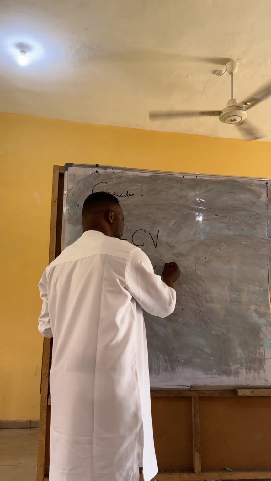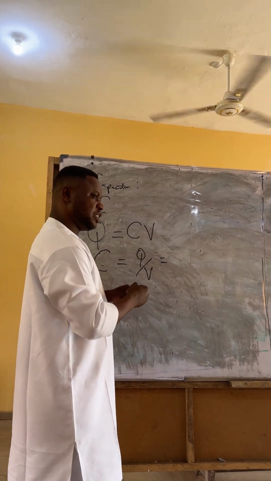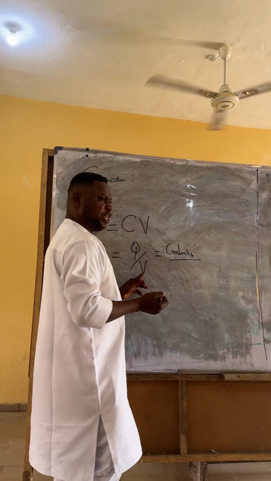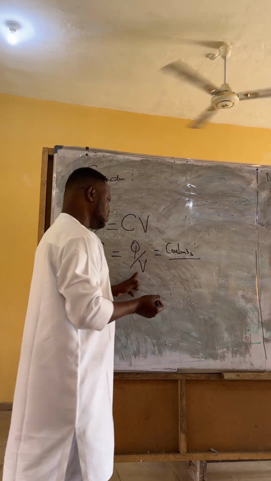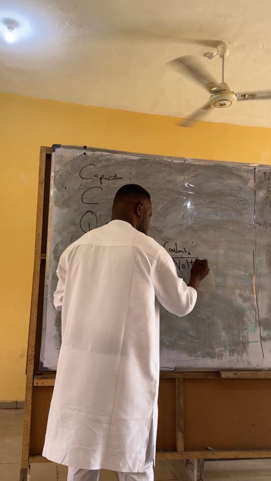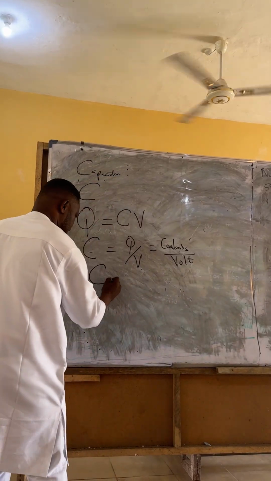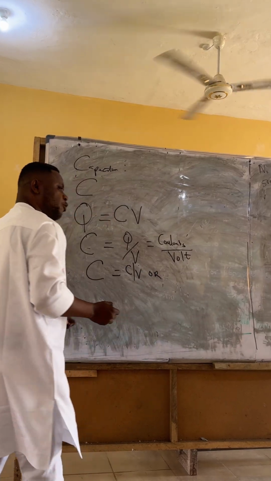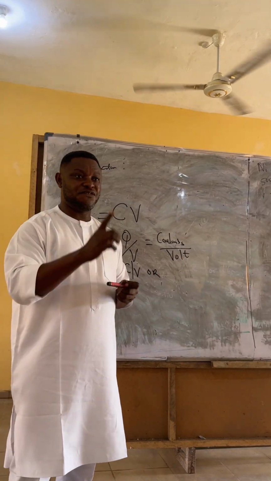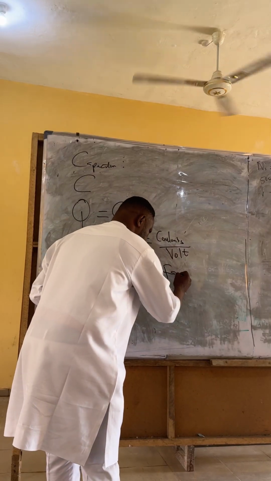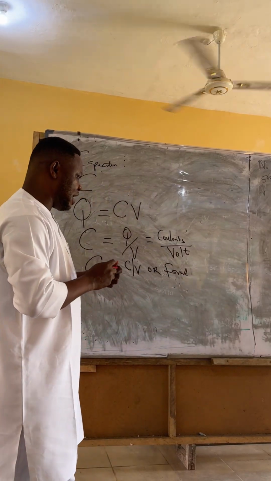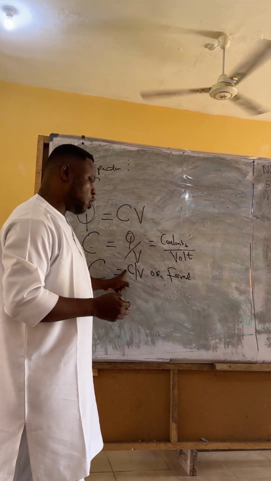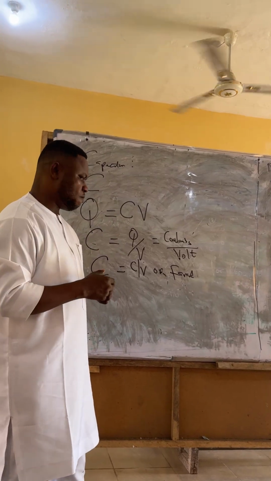Now what's the unit for charge? Charge is in coulombs. Over what is the unit for potential difference? Volts. So you can say that capacitance C is coulombs per volt. Or 1 coulomb per volt is equivalent to farad. Take note. Farad. So capacitance is in farad, but it can be asked, 1 farad is equivalent to what? The answer is 1 coulomb per 1 volt.